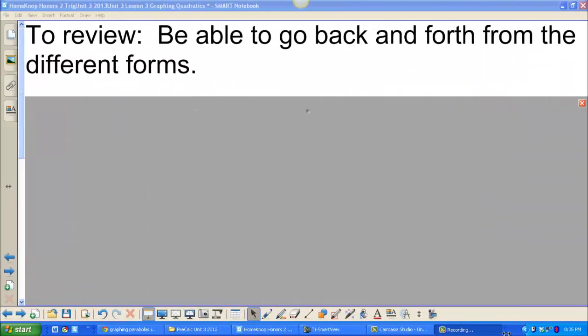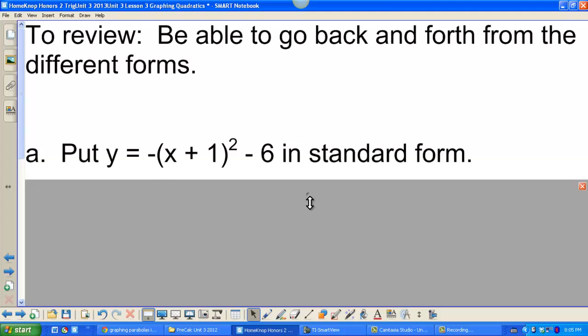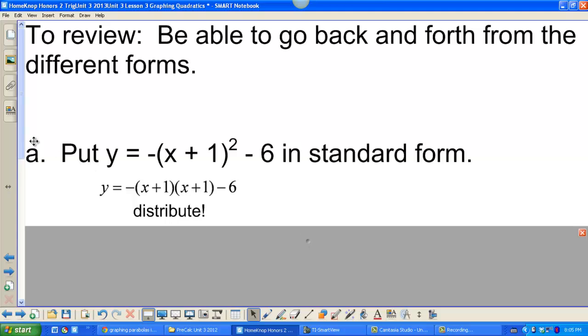And before I sign off, I wanted to review that sometimes when you don't know how to do something, you might want to turn it into a different form, and that might be helpful for you. So as a reminder, let's say that you were given an equation in vertex form and you want to put it in standard form. What do you do? Well, you could rewrite it as y equals negative x plus 1 minus 6, and you could distribute to put that into standard form.